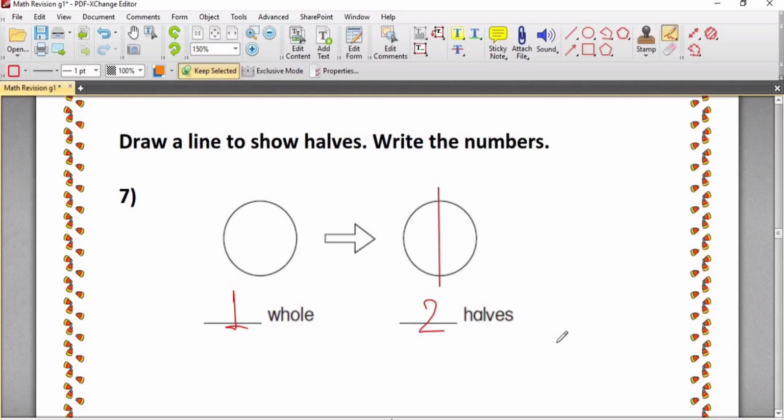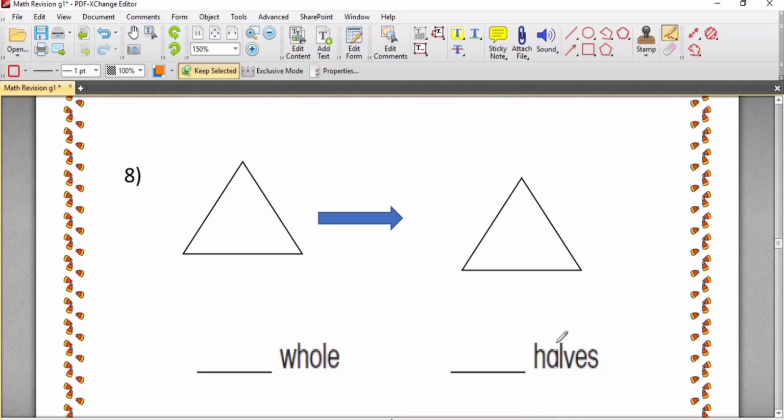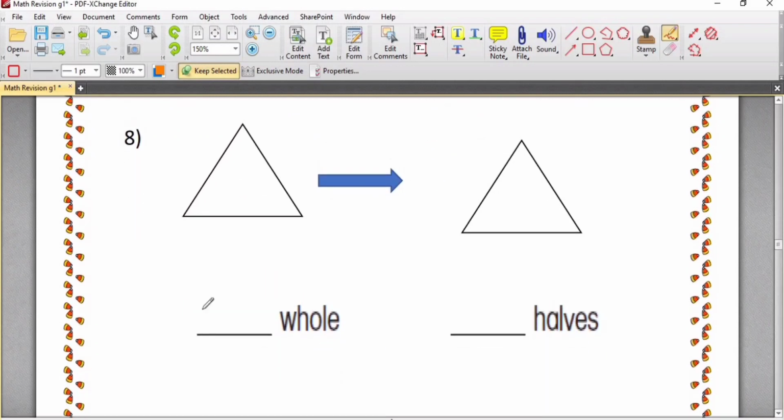Okay, great. What about this one? How many wholes do we have here? We have one. Great job. Okay, now we want to draw a line to show the half. So all we have to do is make a line here. Okay, how many parts do we have? Super, we have two. Great job, my dear. Excellent. So one whole equals half. Okay, great, my dear.